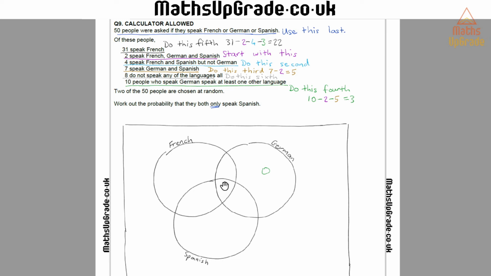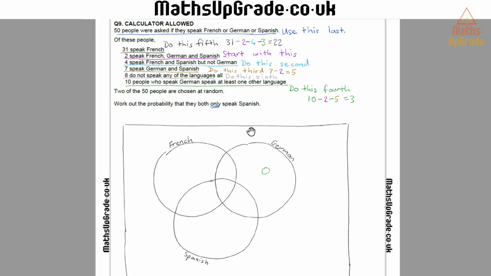The third thing we're going to do, we're going to use this sentence here. 7 people speak German and Spanish. We already know 2 of them here speak German and Spanish and French. So this region, add this region, must add up to 7. Since this is already 2, this must be 5.